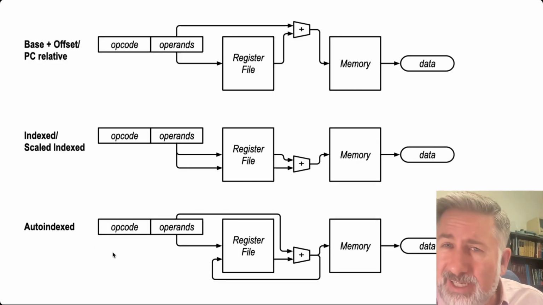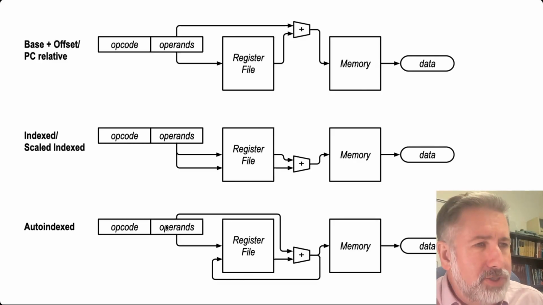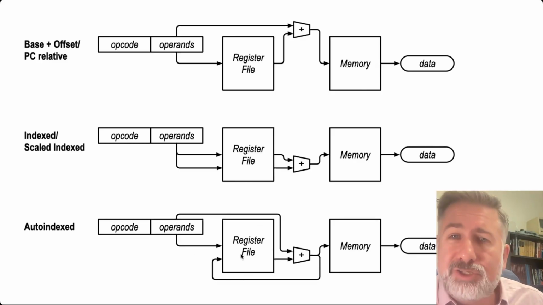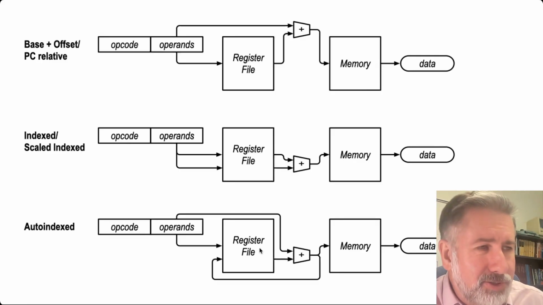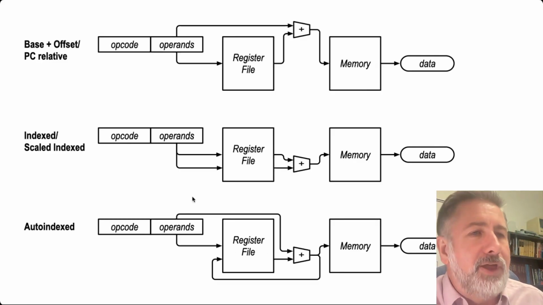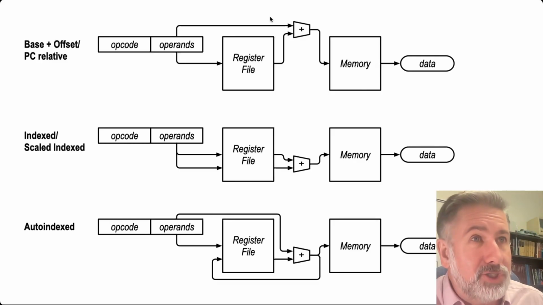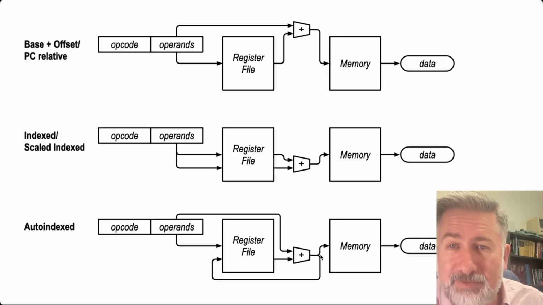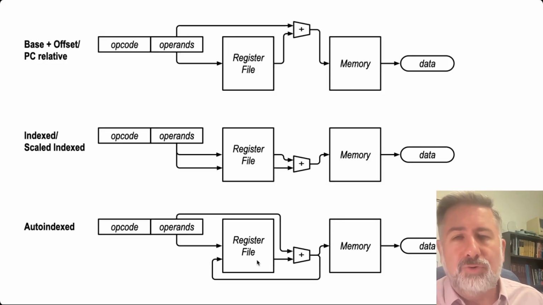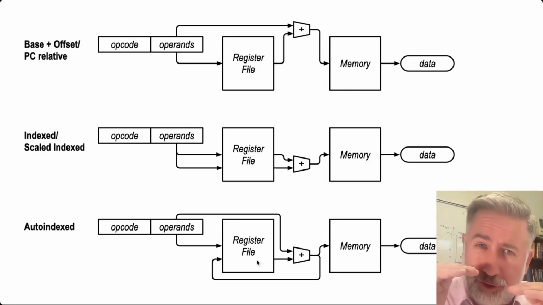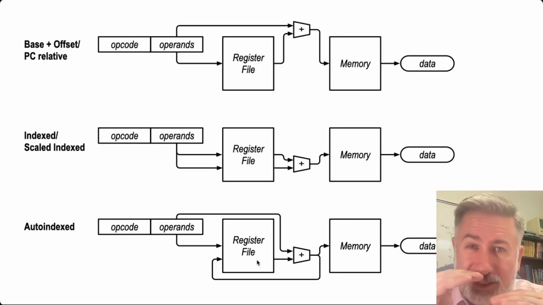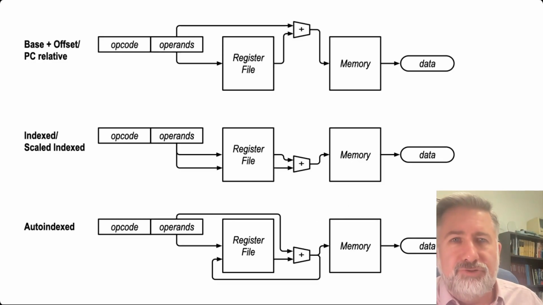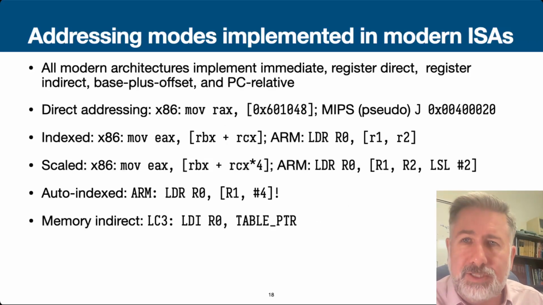And then auto-indexed is another special case of this base plus offset, where the register file contains the base register that has the memory address. Then you're going to add some offset to it, just like in base plus offset addressing. But in this case, you're using it not just as the address of memory, but also as the new value for that base register. So you can access data and also point to the next data in a single instruction. Those are the general addressing modes that we see.